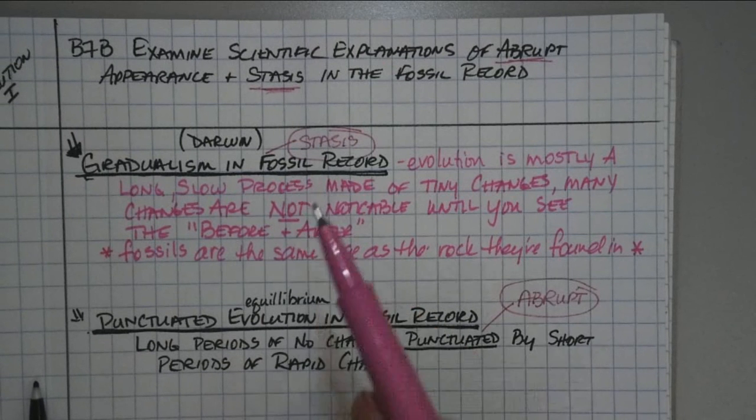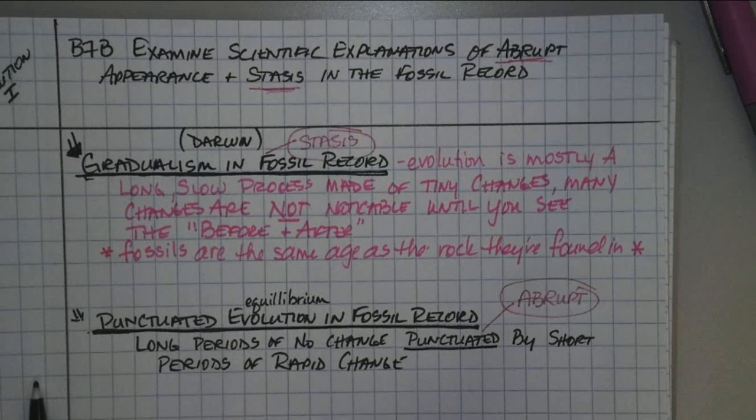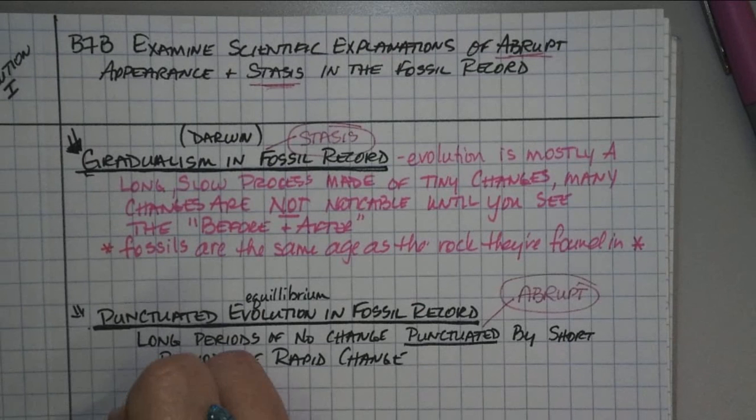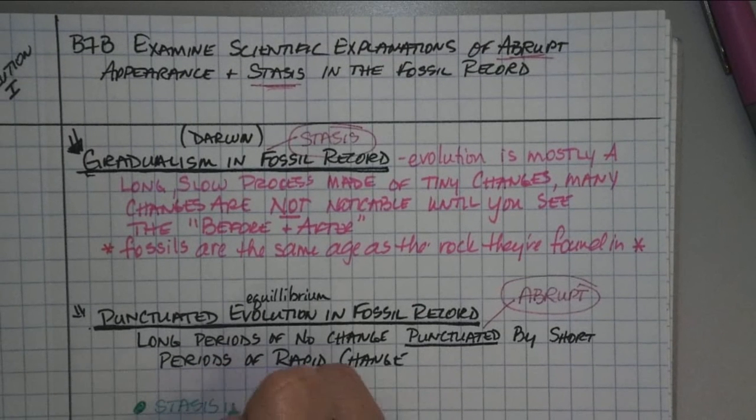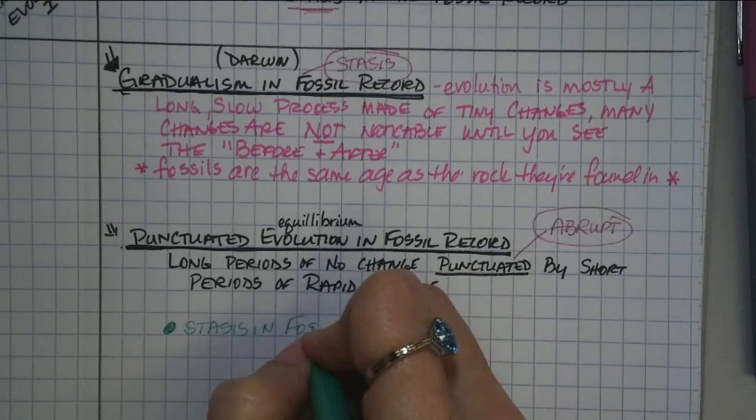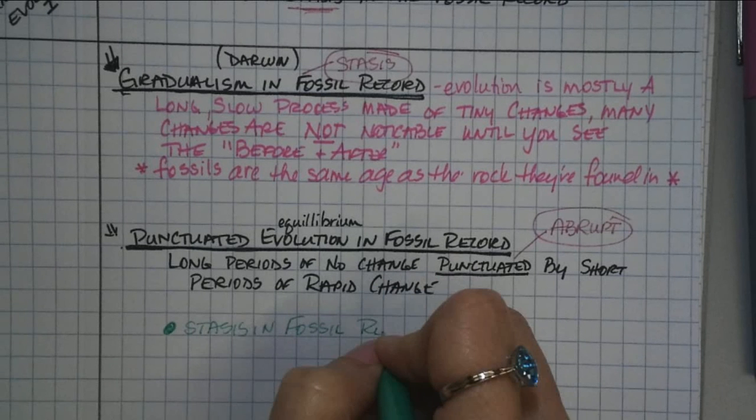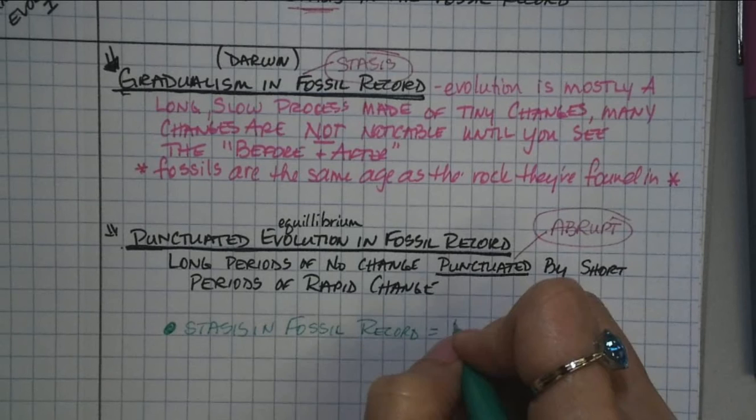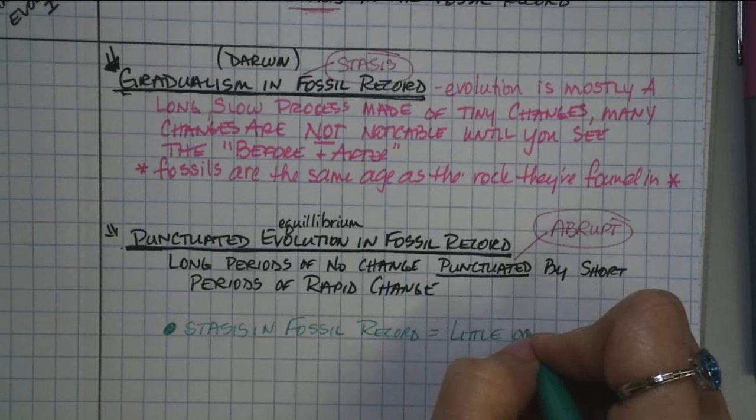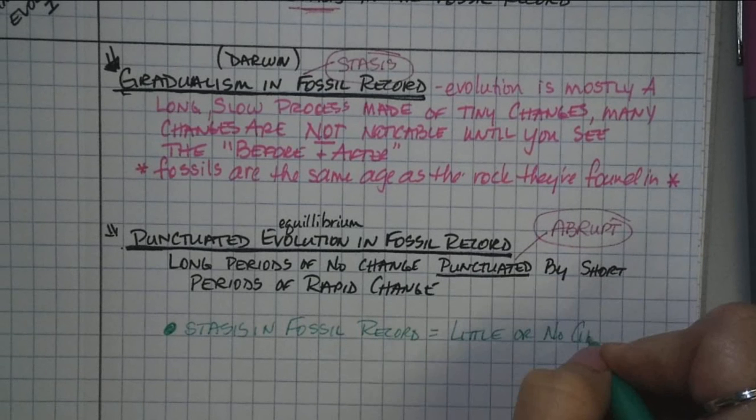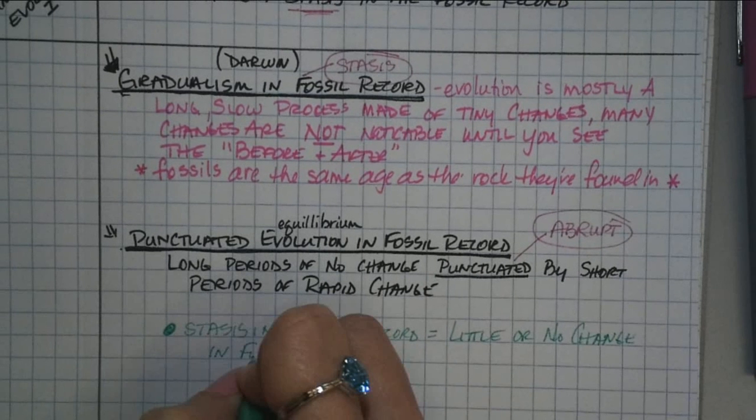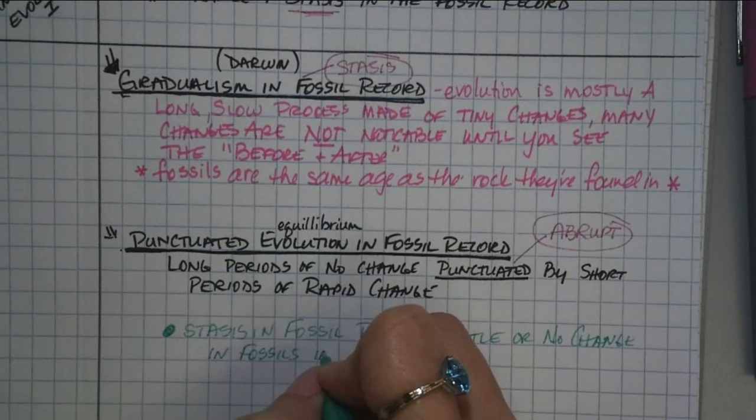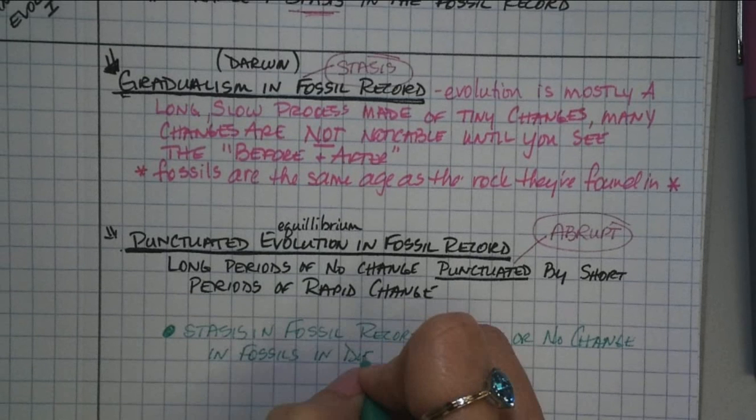So when I come down here and look at this, we're going to say stasis in the fossil record equals little or no change in fossils in different rock layers. So there's very little change or no change a lot of times.